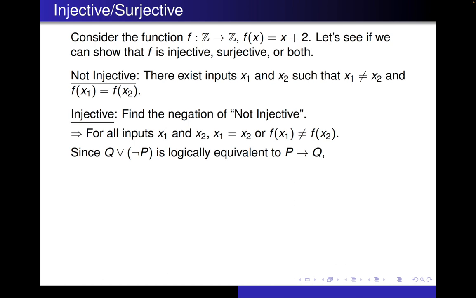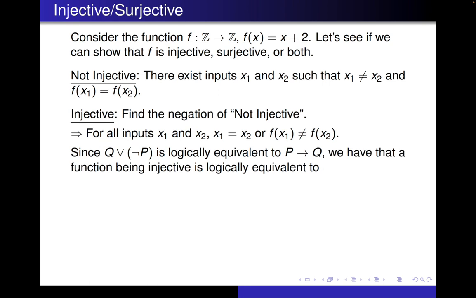So in this case, our P is going to be f of x1 equals f of x2. Our Q is going to be x1 equals x2. So when we replace that, we're going to have a function being injective being logically equivalent to: for all inputs x1 and x2, if f of x1 equals f of x2, then x1 equals x2. Because the not P is then going to be f of x1 is not equal to f of x2, and then the or Q is going to be x1 equals x2.